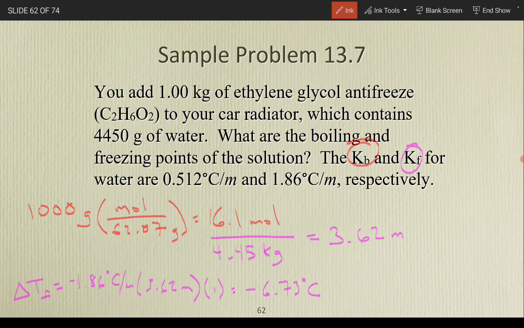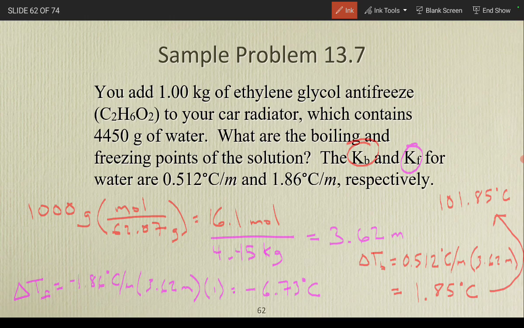And then for the boiling point, same idea. It's just we've got that different constant, so we've got 0.512. Same molality, 3.62. And then again, I'm just running out of room, so I'm going to leave off the Van't Hoff factor. But we're going to see this is going to increase by 1.85 degrees C. So then with the new boiling point, since it's starting at 100 as the pure solvent, the new boiling point would just be 101.85 degrees C.